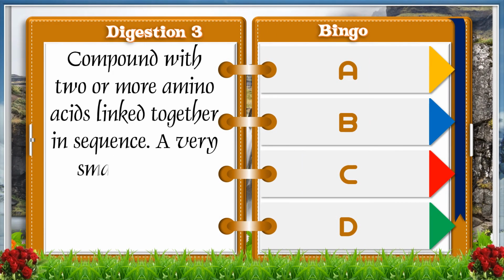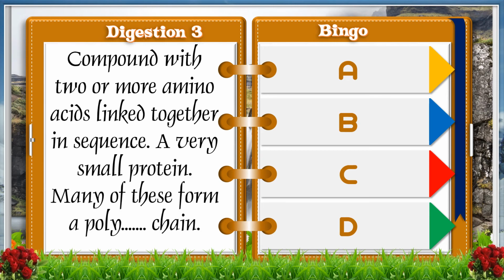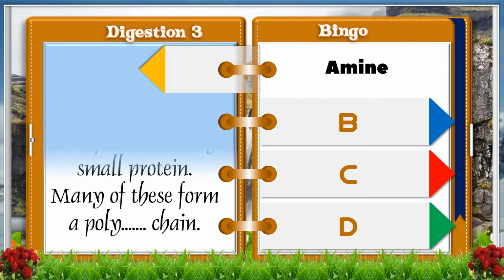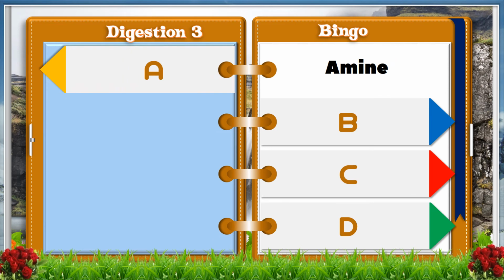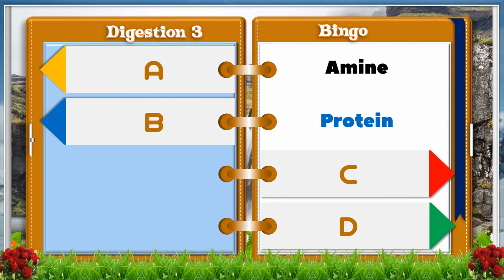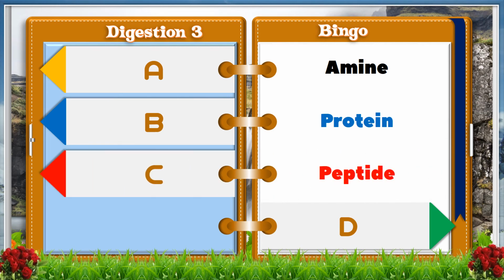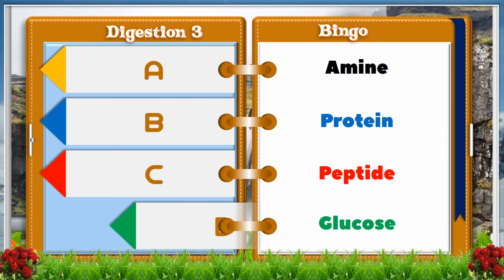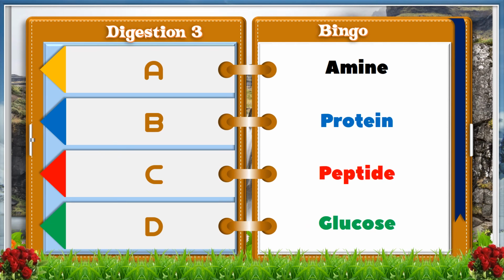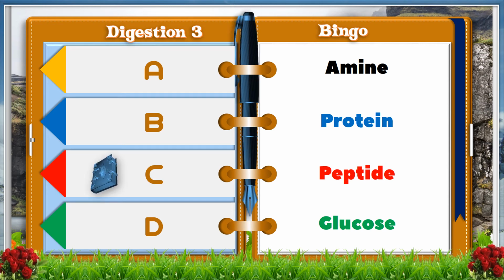Compound with two or more amino acids linked together in sequence. A very small protein. Many of these form a polypeptide chain. A. Amine. B. Protein. C. Peptide. D. Glucose. The answer is C. Peptide.